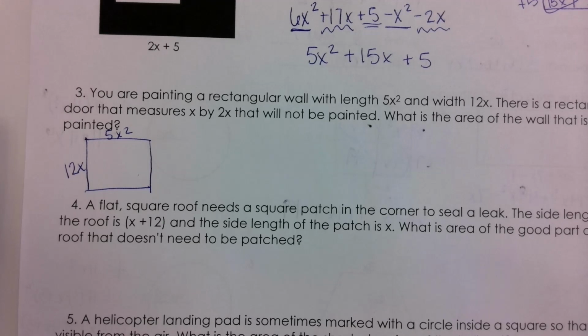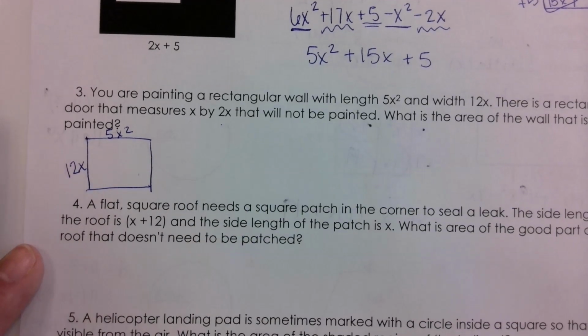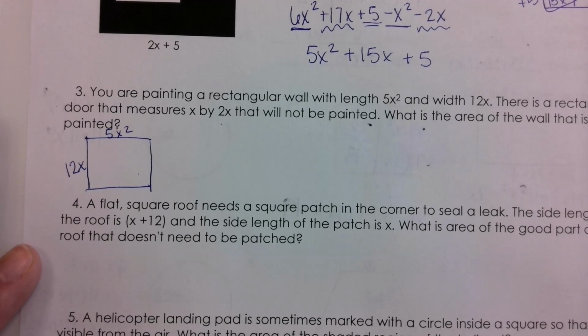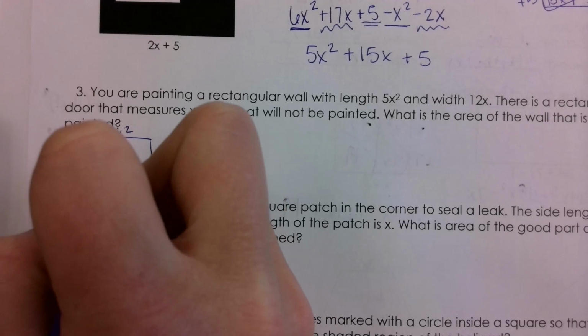So then it says there's a rectangular door that measures x by 2x that will not be painted. So how could we draw that on here? Draw a little door, label it x and 2x.